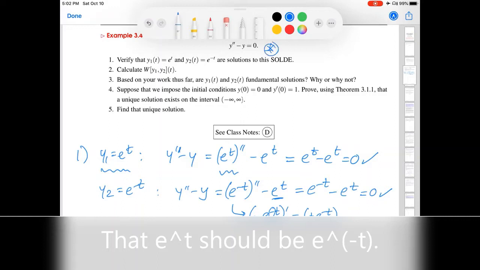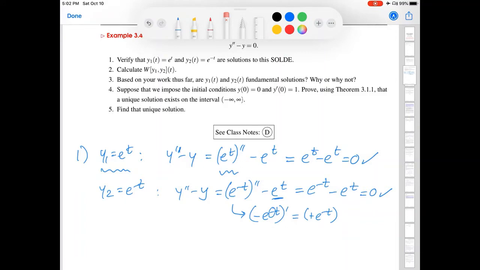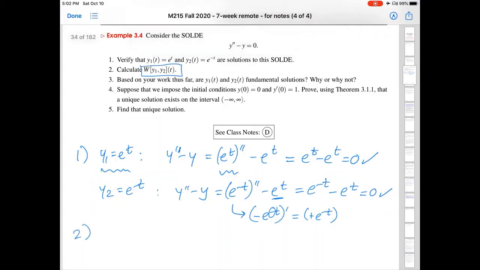So that's great. The rest of the problem is basically trying to use all this information to find the unique solution that we think is going to exist once these initial conditions are applied. So let's look at number 2, calculate this thing. So what is this thing? Let's scroll up a little bit so we can talk about it.